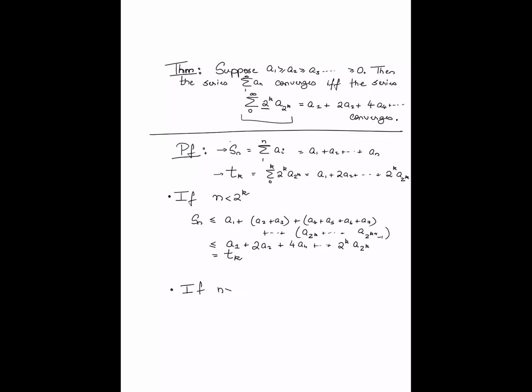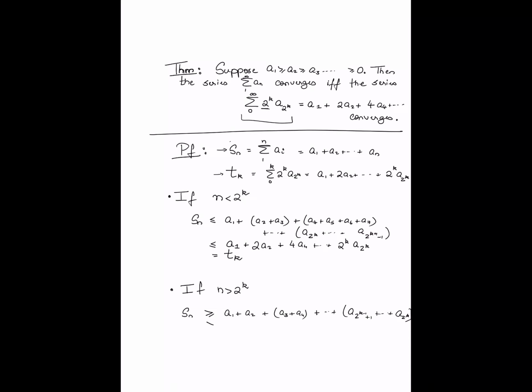Suppose I say that n is greater than 2 raised to k. Okay, so again I start off with Sn, but now I bound it as follows. It's going to be a1 plus a2 plus a3 plus a4 plus all the way up to a2 raised to k minus 1 plus 1 all the way up to a2 raised to k. Remember, n is greater than 2 raised to k. All I have done is written the terms up to 2 raised to k. So that's a lower bound, and I have bracketed them differently from last time.